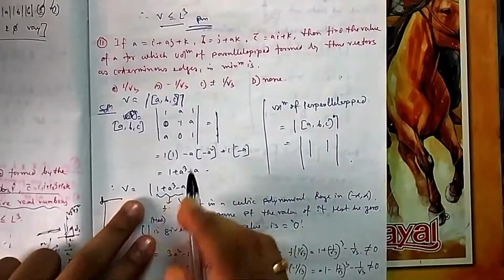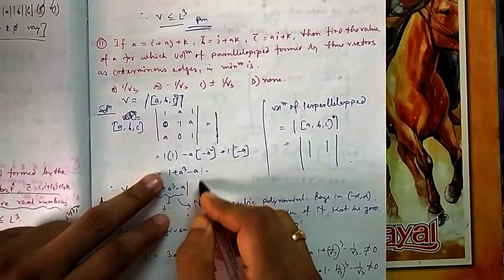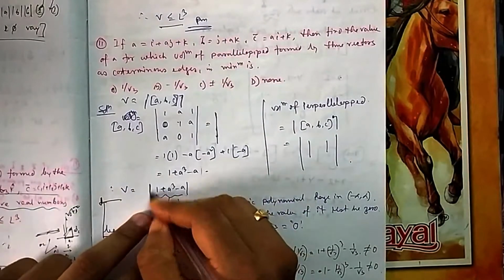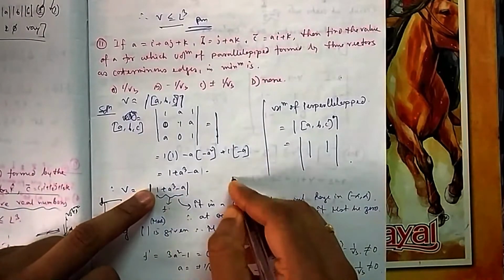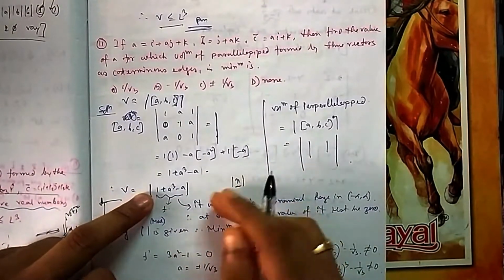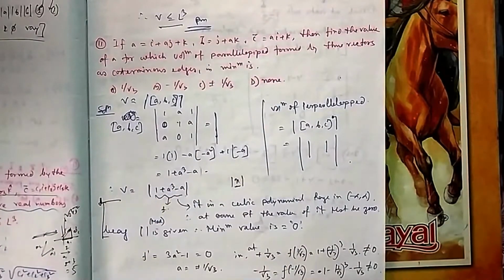If you solve it, your box ABC is this one, up to this much. Now volume cannot be negative, so you will take the absolute value. So this is the mod value. So what is the minimum of this value? If it is a mod function, then what is its minimum value? Because it cannot be negative, the minimum is 0. So when will it be 0? When its inside is 0.